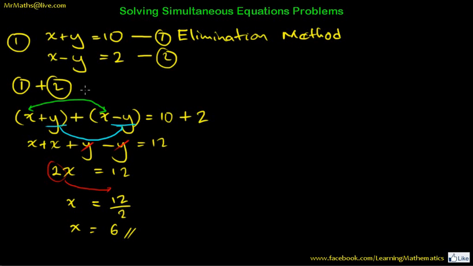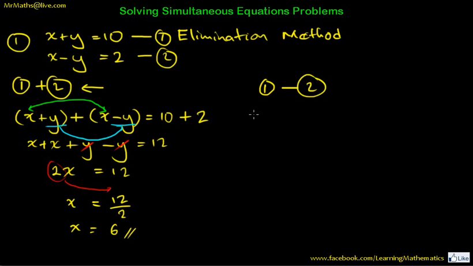The first time, when we are trying to find the value of x, we do equation 1 plus equation 2. But in the second method, we can do 1 minus 2. Why do we want to do that? Because we want to get rid of x and leave y in the equation.